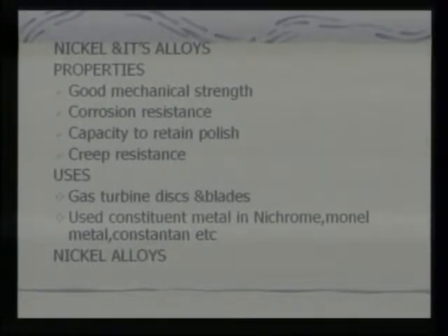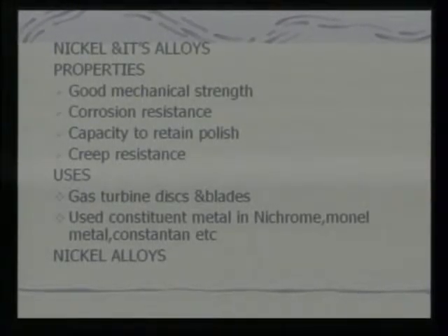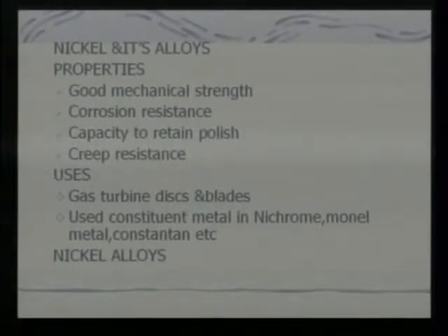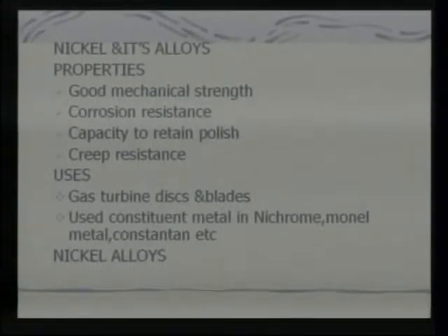Coming to the uses, nickel is used for gas turbine discs and blades. You know that a gas turbine is used for generating mechanical power, which may be connected to an electrical generator to generate electrical power. It is used as a constituent metal in nichrome, that is the alloy used for making heating coil wires.